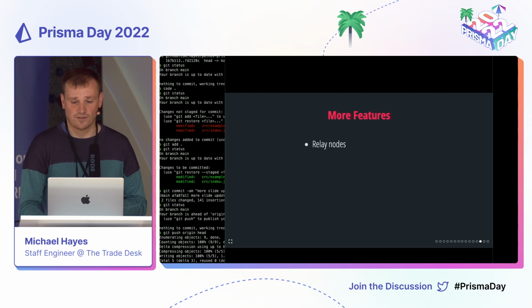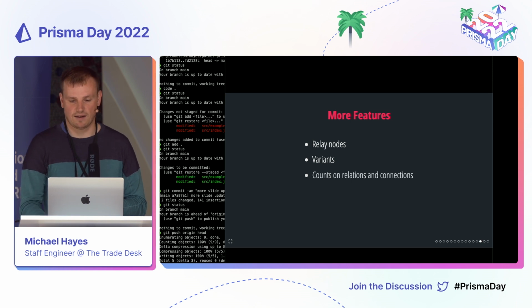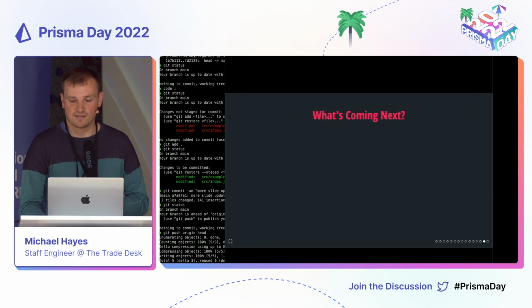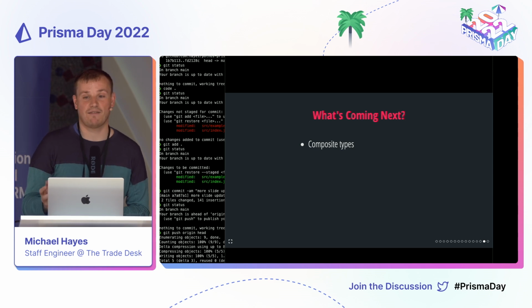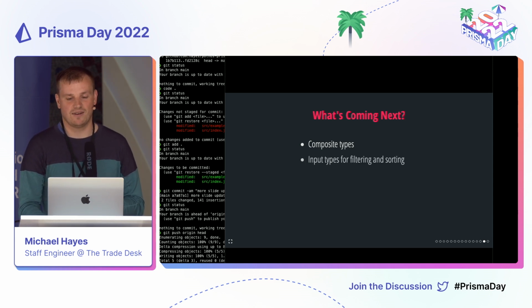There's also relay nodes, which I didn't get a chance to mention. Variants allow you to define multiple types based on the same model in your database. You can add counts on relations and connections. I'm just going to skip over that. And composite types are something that I haven't had time to support yet, so all of you who are excited about the new Mongo features, I'm going to be supporting composite types in Pothos as well soon, but I haven't gotten around to it.